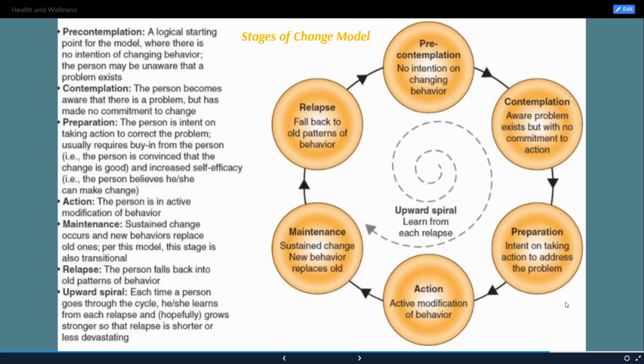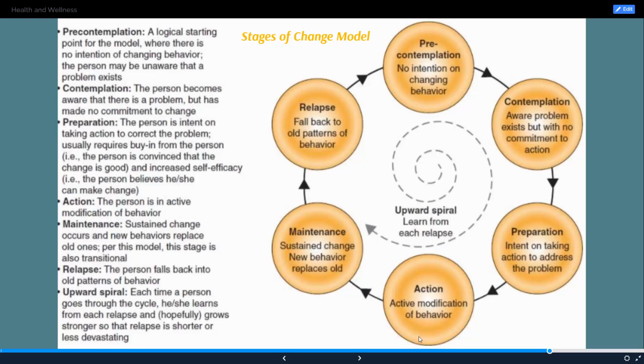Not that you should ever talk a patient into something, but you've really gotten them to buy in, and you've gotten them to believe in themselves that they can do it. And then action. This is where they're going to start to really try. This is where they're going to put their plan into action. They're actively modifying that behavior.